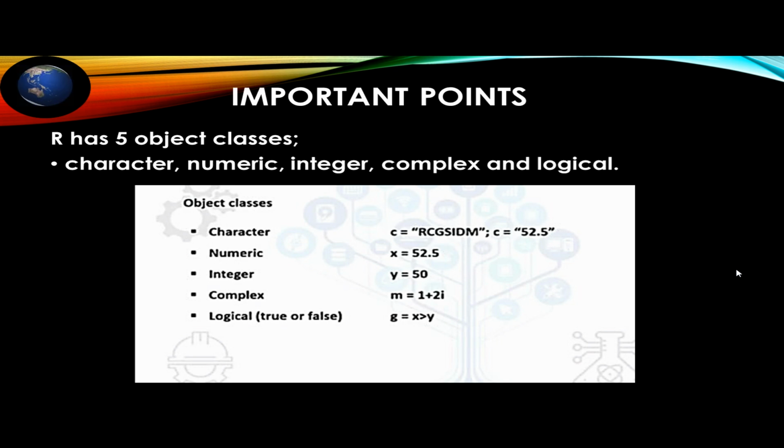So what character objects are, with the example, has been mentioned here. You can see the slide. Whenever you mention any character, you have to use quotes, then you enter any text or character. For numeric, you need not; you just simply enter the numeric. For integer also, it is the same. For complex, it has shown one complex equation, m equals 1 plus 2i. Logical will be giving some condition or query: greater than, less than, is equal to, and this kind of thing.